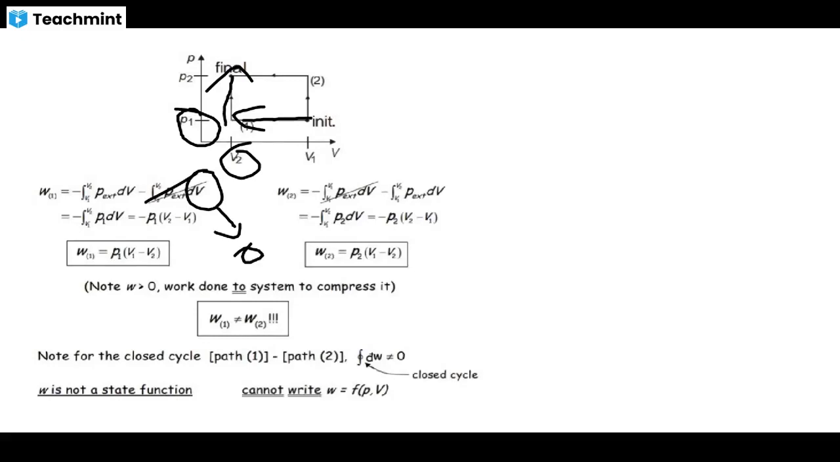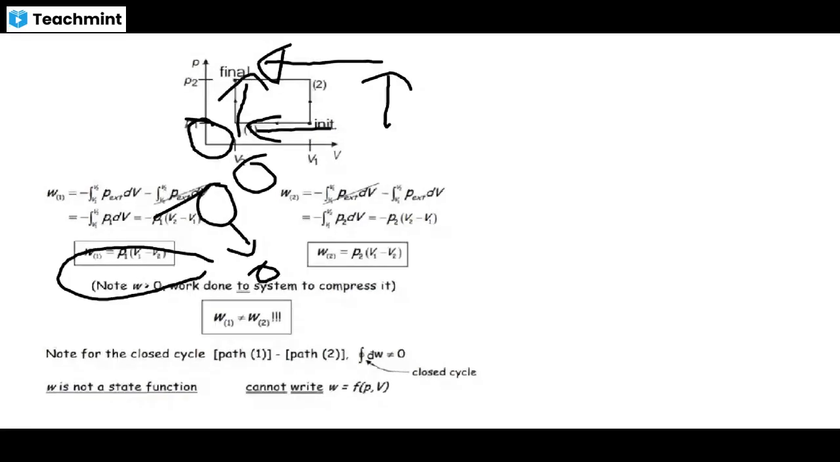And P1 dV. P is constant, so take it outside the integral, and dV equals V2 minus V1. So if you take the negative sign inside, you get P1 (V1 minus V2). Like that. If you go the other way, first the volume is constant, V1 to V2, then you go this way.